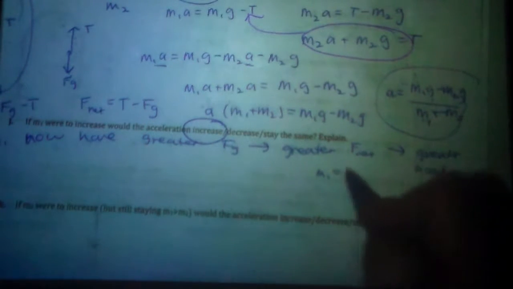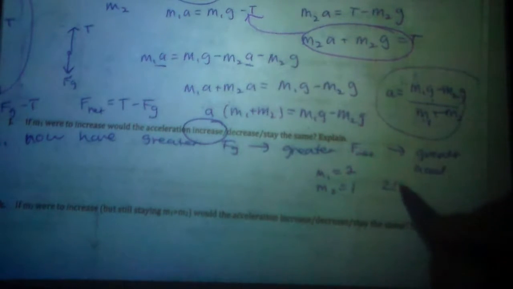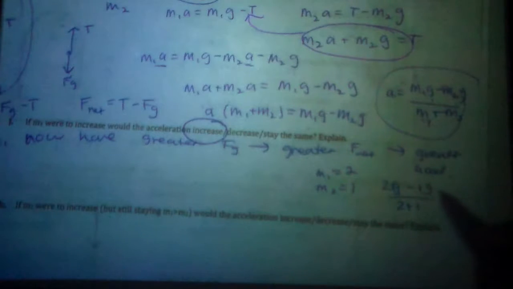But the numerator is doubled because it's adding and subtracting with both of these. So one thing you could do is you could make up numbers. Let's say your mass 1 was 2 and your mass 2 was 1, right? So this would be 2 times g minus 1g over 2 plus 1. 2 minus 1 is 1 over 3, so this is 1/3 g.